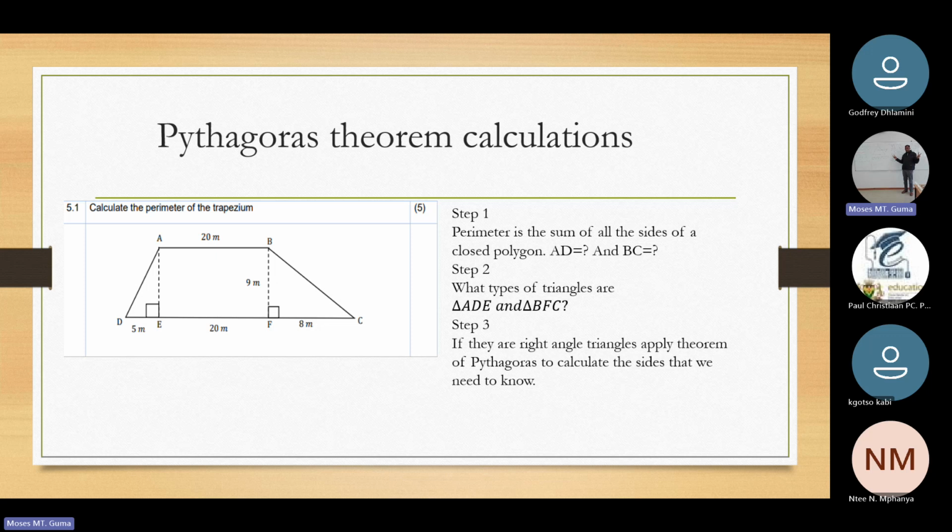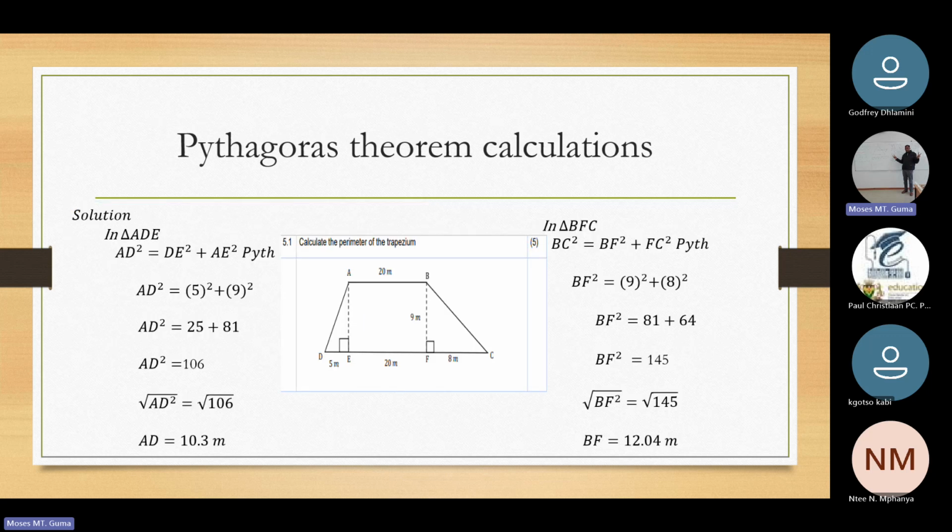Now, step number 2. What type of triangles are ADE and triangle BFC? We have seen them, that they are right angle triangles. Step number 3, if they are right angle triangles, apply the theorem of Pythagoras to calculate the sides that we need to know. We need to know AD, we need to know BC. Now, let's move on with this. My friends, I'm going to pin it there so that as I'm moving on, you see what is actually happening.